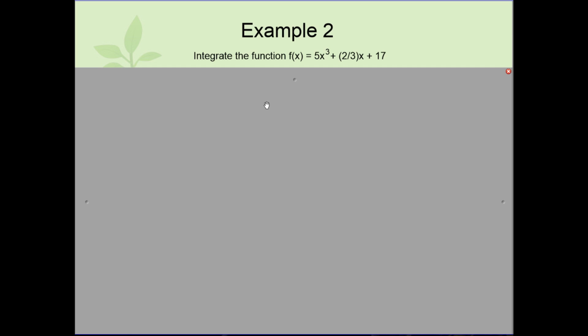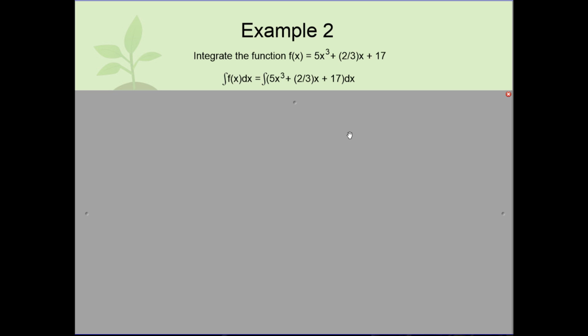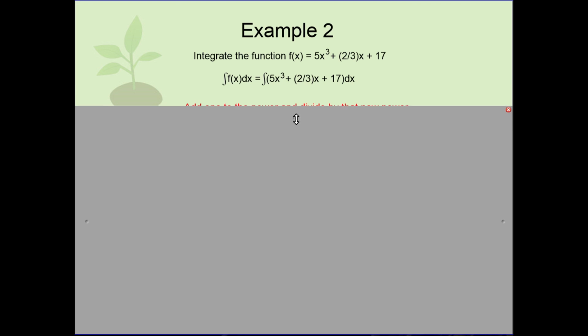Number 2, integrate this function f of x equals 5x cubed plus 2/3 x plus 17. So let's go ahead and throw that into our integral notation. So we have the integral of f of x dx equals the integral of 5x cubed plus 2/3 x plus 17 dx, and we want to make sure that that whole function is in parentheses so it doesn't just look like we're taking the integral of 17 or something like that. Just make it look all nice and pretty and correct.